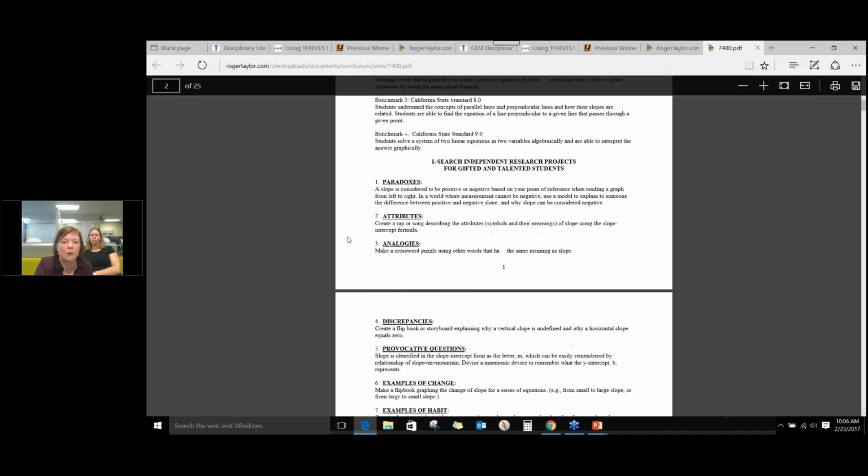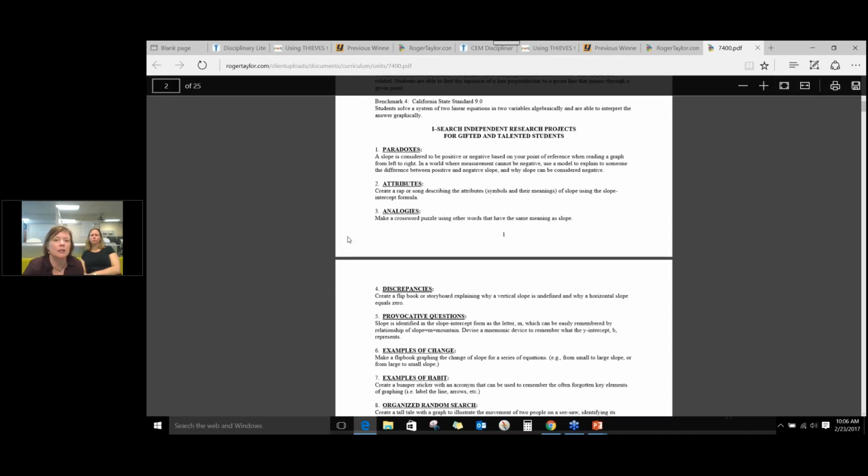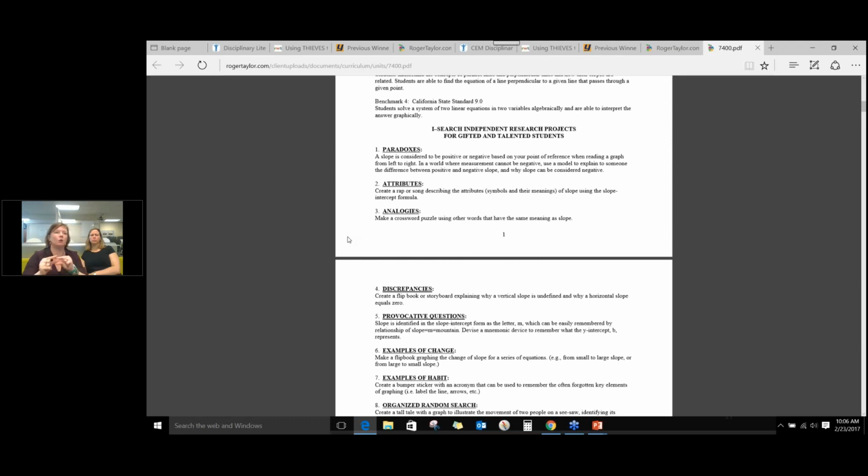But my favorite part of the whole thing are these iSearch independent research projects. Again, ignore the "for gifted and talented students," because this is good for all kids. And so what you do is, based upon the theme of this unit, typically there's something like 22 to 25 different options that you can present. This is just a personal preference, I think, but for my kids, that was too many options. So I would look and divide them into categories and give them more like 12 options to choose from. It would be up to you how you chose to do that.